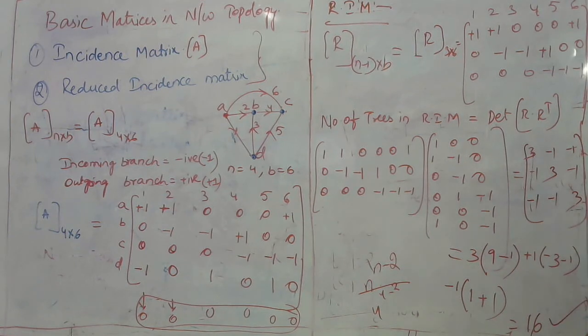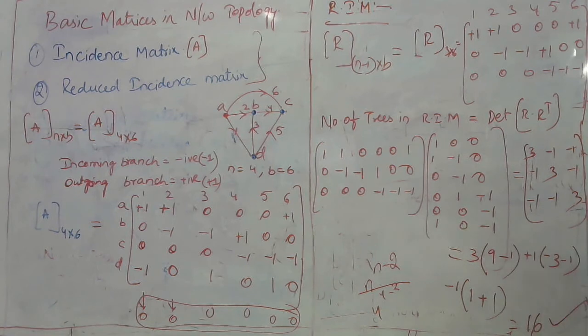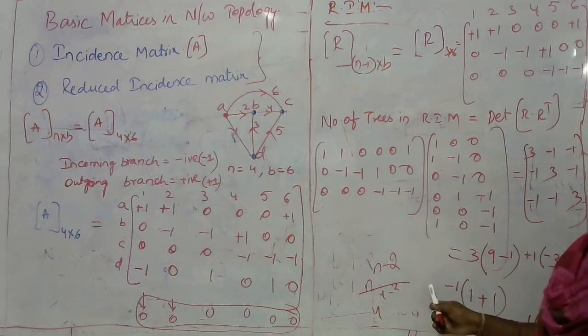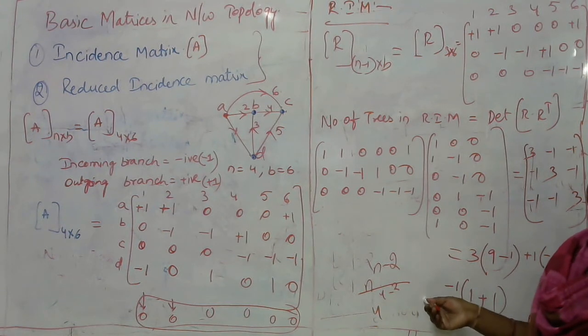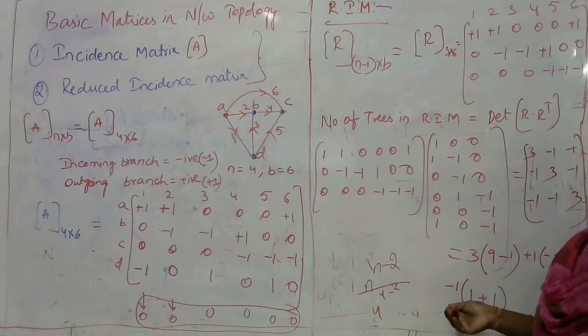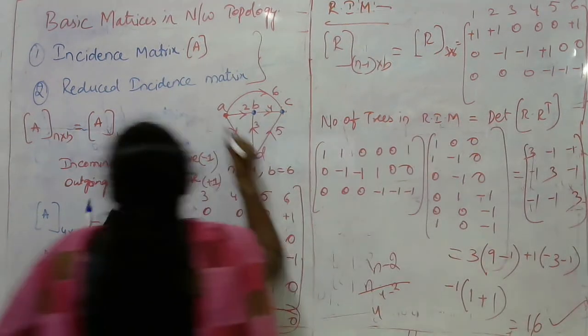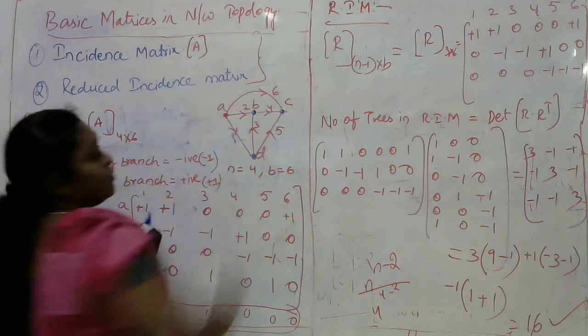In this case also, I can represent the same thing in such a way that we first find out the R into R transpose, then find out the determinant. So the number of possible trees in a complete graph or an incomplete graph can be found out by using the incidence matrix as well as the reduced incidence matrix. So I'll summarize the complete incidence and reduced incidence matrix.